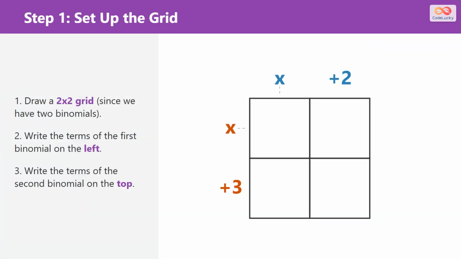Step 1 is to draw a 2 by 2 grid. We need 4 boxes because we are multiplying two terms by two terms. Write the first binomial, x plus 3, along the vertical side. Then, write the second binomial, x plus 2, along the top. Make sure to include the positive signs so you don't lose track of them.